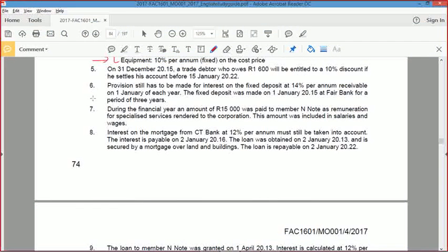Right. Number 6. Number 6 says provision still has to be made for interest on the fixed deposit of 14% per annum receivable on the 1st of January of each year. The fixed deposit was made on the 1st of January in 2015, so the beginning of the year, at Fairbank for a period of 3 years. Right, good. Thoughts? So it's money we've invested in the bank and we're going to get 14% interest on it.